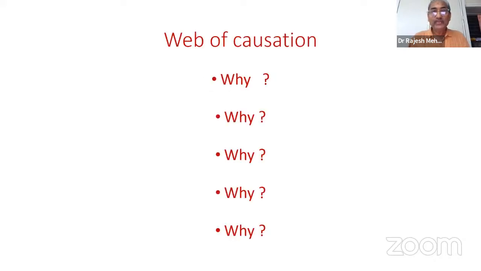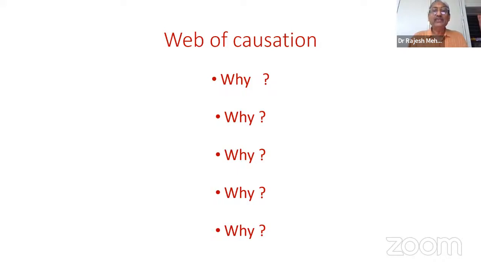Now, web of causation, when you want to prepare it, you just think in your mind of some disease condition. Take diabetes, hypertension, scabies, fungal infection, whatever it may be. You ask the first question, why? Why? Then you will have an answer, again ask why. Third, fourth, fifth. Five times, after each answer you ask the question why. You will see that there will be a web of causation.